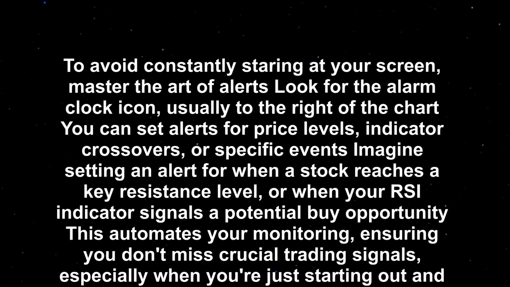To avoid constantly staring at your screen, master the art of alerts. Look for the alarm clock icon, usually to the right of the chart. You can set alerts for price levels, indicator crossovers, or specific events. Imagine setting an alert for when a stock reaches a key resistance level, or when your RSI indicator signals a potential buy opportunity. This automates your monitoring, ensuring you don't miss crucial trading signals, especially when you're just starting out and learning.